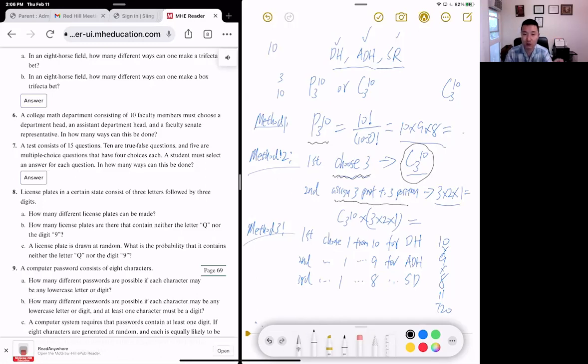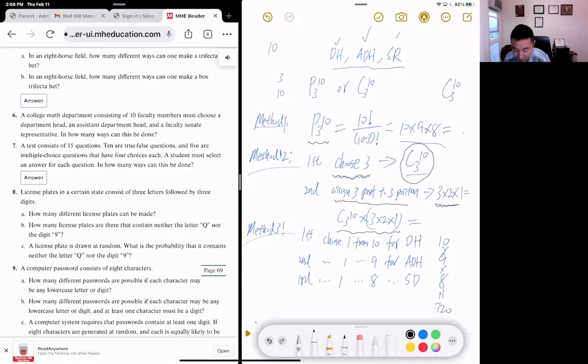We choose 1 professor for the first position, then 1 professor from the remaining 2 for the second position, and the remaining 1 will be for the last position. So that is 3 times 2 times 1. That's method number 2. You can think that way.